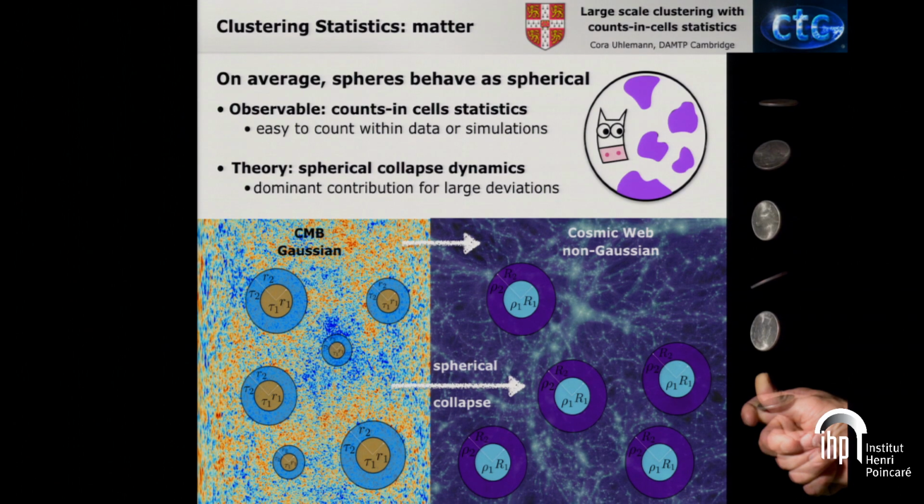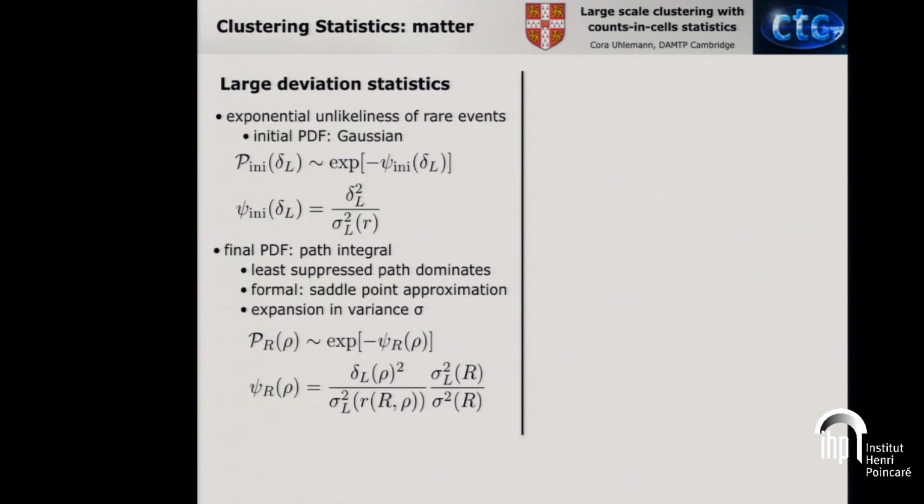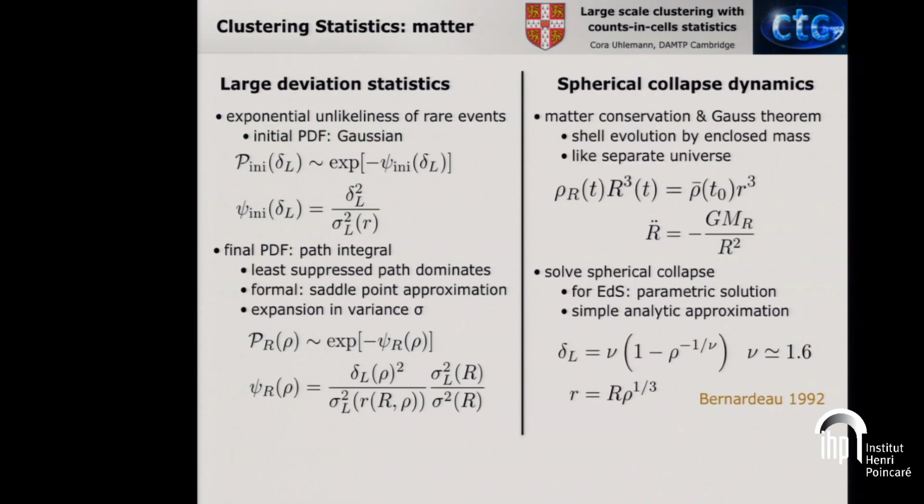As I already told you, we're going to use Gaussian initial conditions. So we know the statistics of initial densities in spheres at lots of radii. And we want to know the final distribution of densities in spheres. And we're going to fix the radius we want. And we're going to combine large deviation statistics with spherical collapse dynamics.